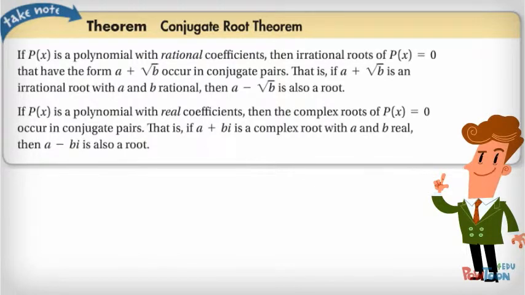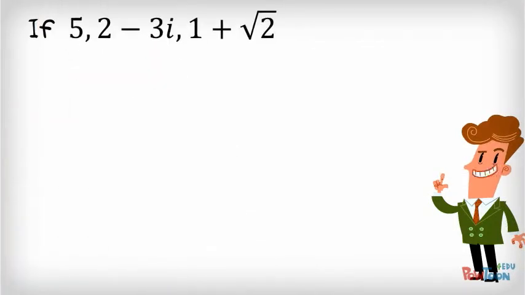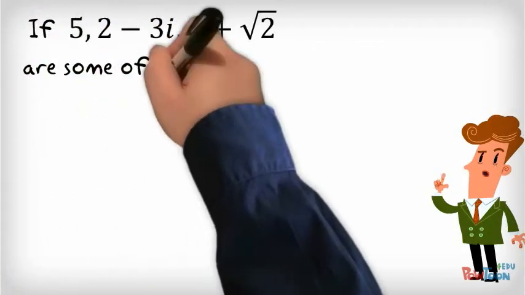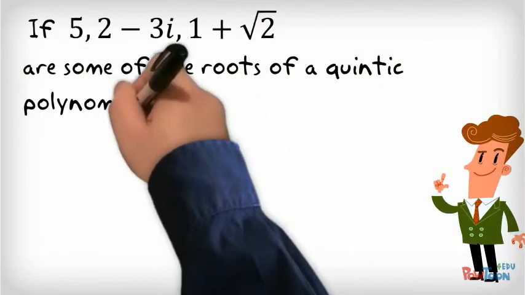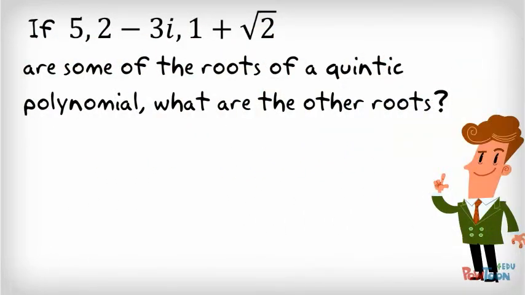Conjugate root theorem, the last theorem. This just helps you find other roots if you know one imaginary root or one irrational root. This is also very simple. If 5, 2 minus 3i, and 1 plus the square root of 2 are some of the roots of a quintic polynomial, what are the other roots? Well, quintic means 5th power, so there should be 5 roots.